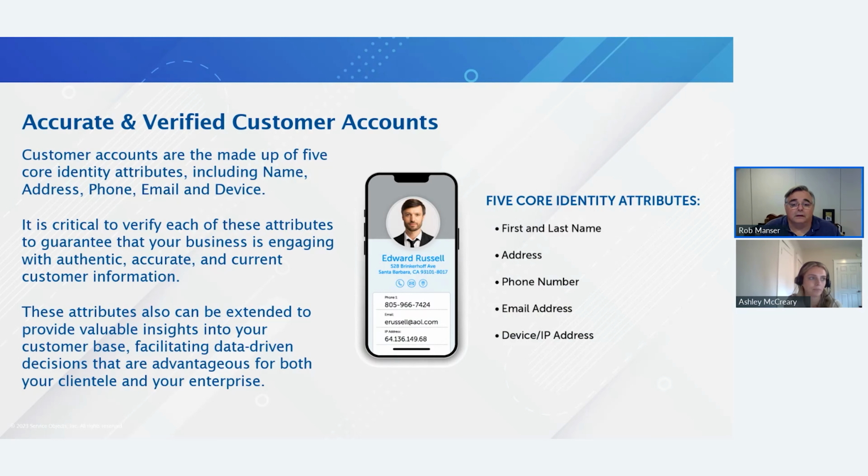Now, if we start to look at a customer data profile, we're really looking at the 5 core identity attributes: their first and last name, and that might also be a business name instead of a person, an address, a phone number, their email address, and of course the IP address, or what we call device, and the IP address associated with that. These attributes can all be extended or validated and then extended to give you valuable insights into your customers and your prospects. And it really helps facilitate that data-driven decision-making, which is going to be beneficial for both your customer and you.